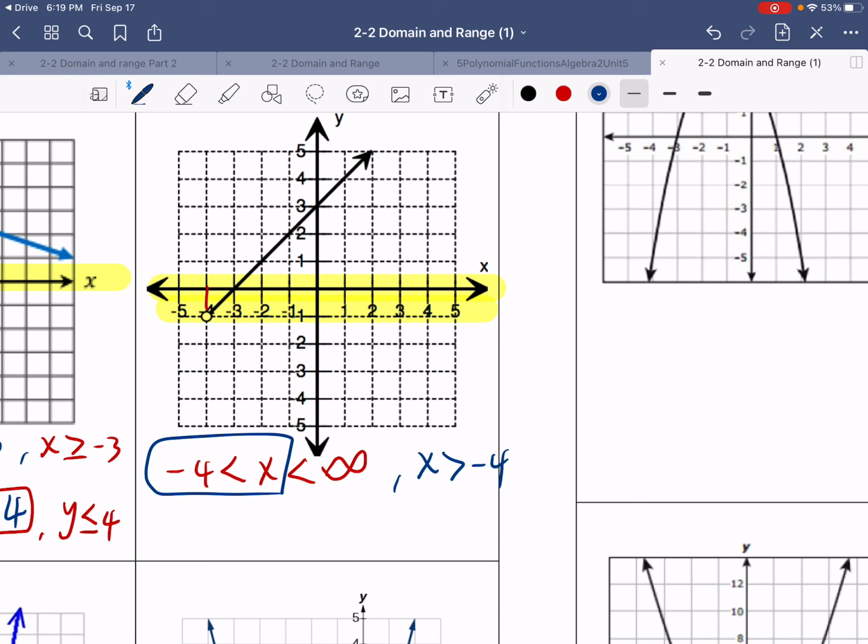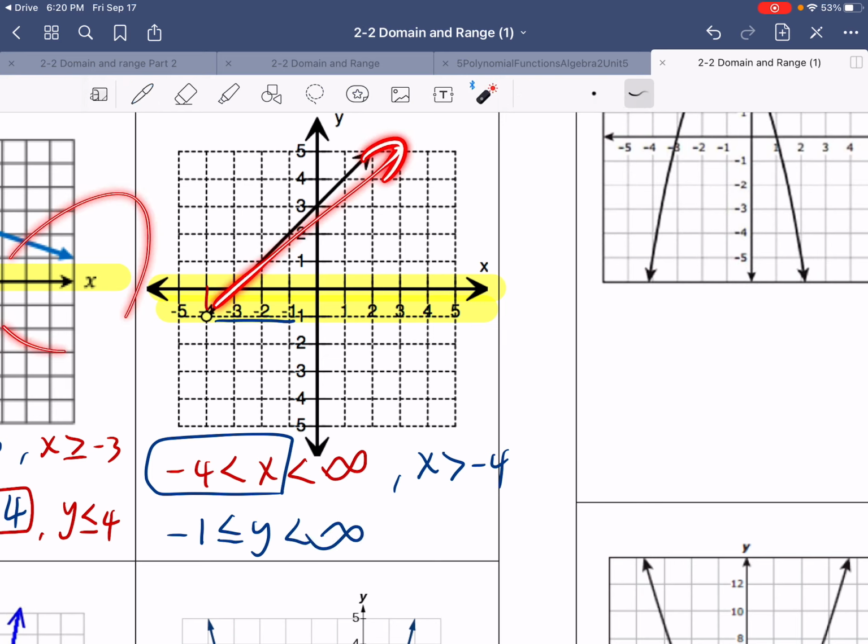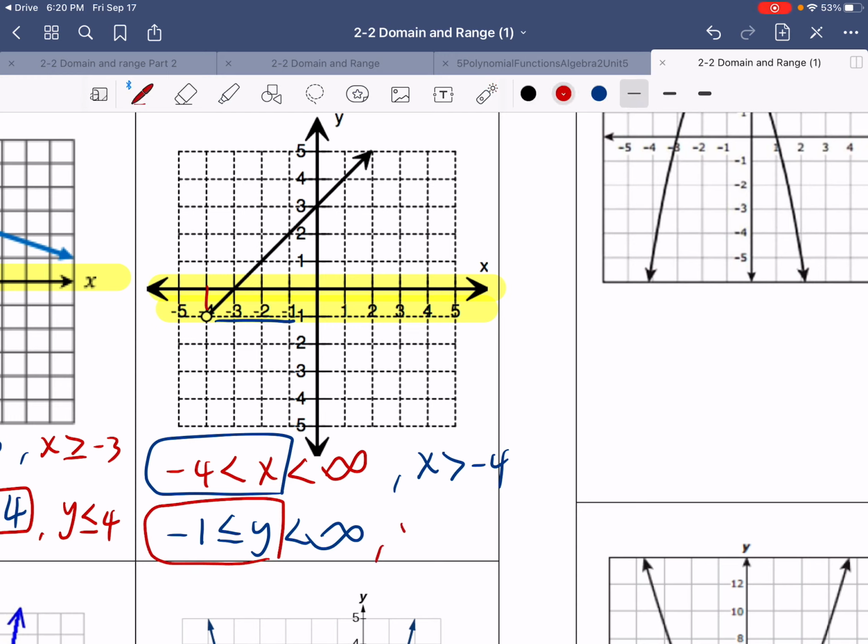Okay, the range is bottom to top, and this one range starts from -1, and it goes to infinity, isn't it? Because it keeps going up, unlike this one. So unlike the previous question, this one you have to flip, which is y is greater than or equal to -1. All right.